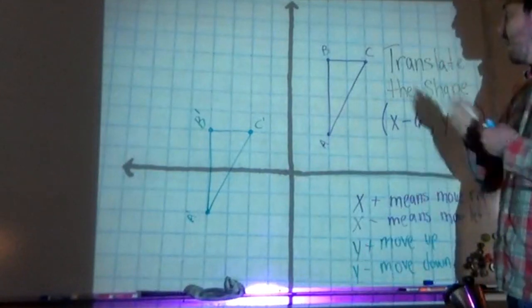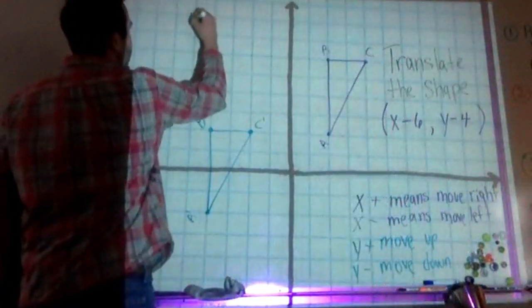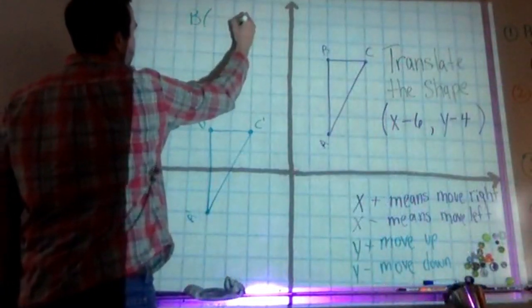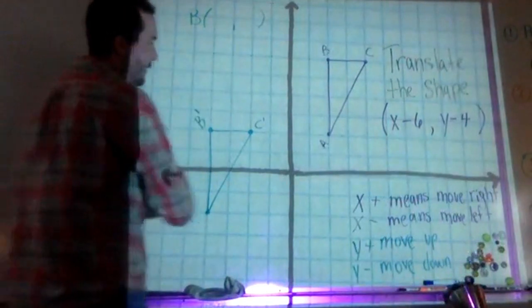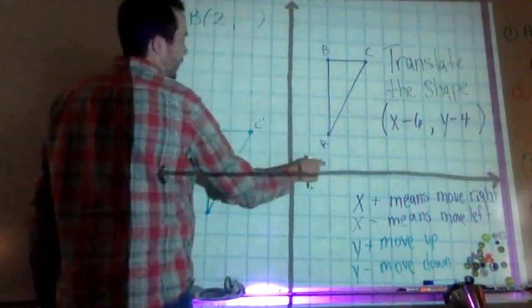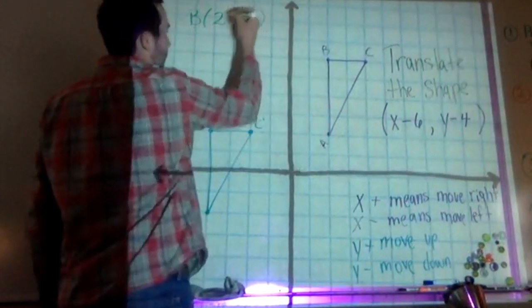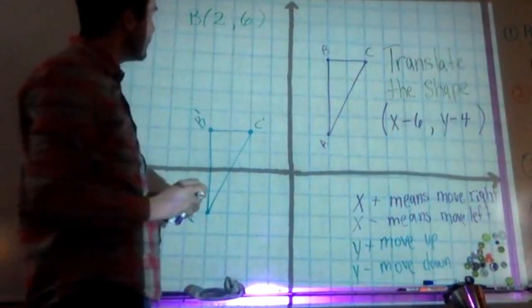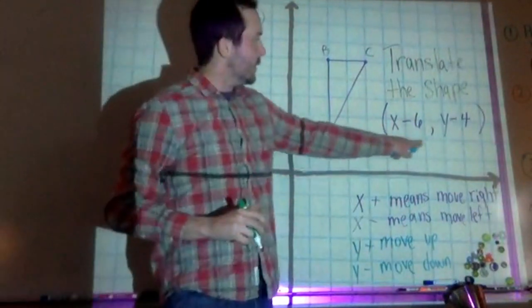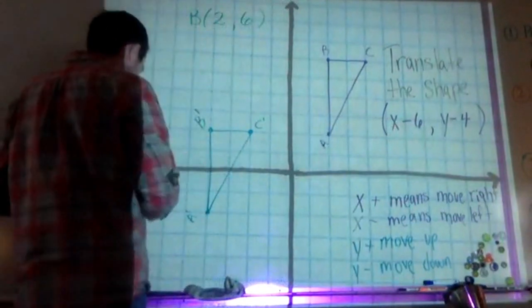Now, if we want to get real technical with this and do some actual math beyond what this is, let's see where point B started. Point B was at 2 for our x, and 1, 2, 3, 4, 5, 6 for our y. So is that 2, 6? Well, let's plug this in for our B prime.